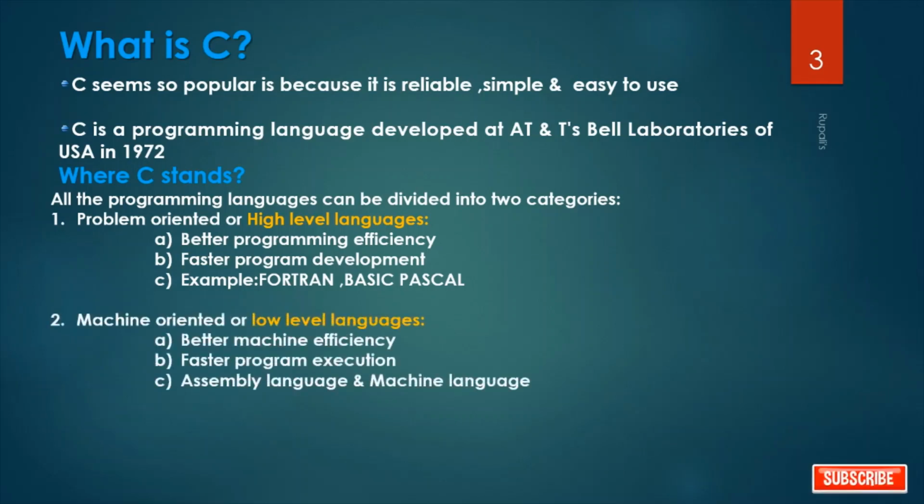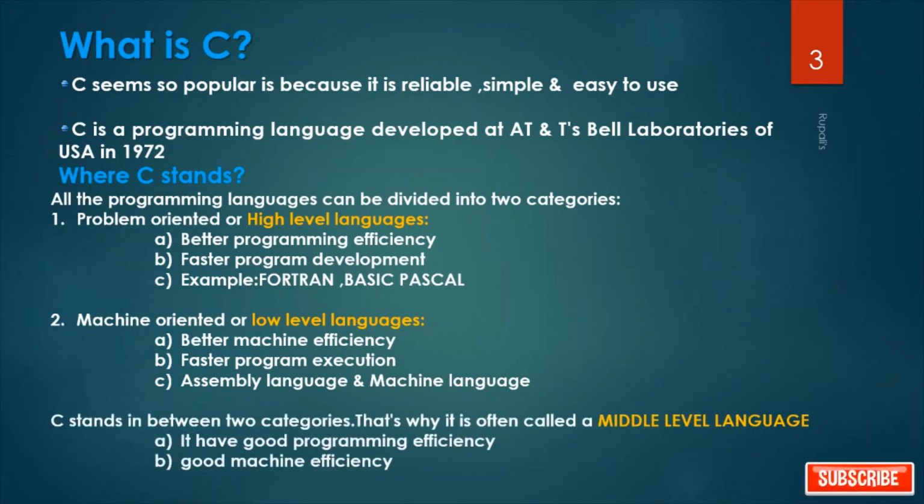And the second category is machine-oriented language. It is low-level language. Here, the characteristics of these languages are better machine efficiency and faster program execution. Examples of these languages are assembly language and machine language.